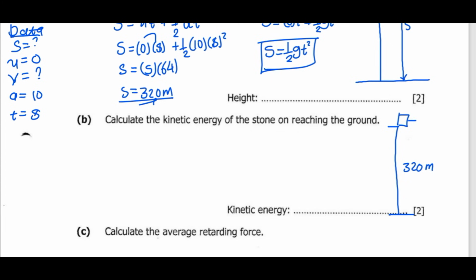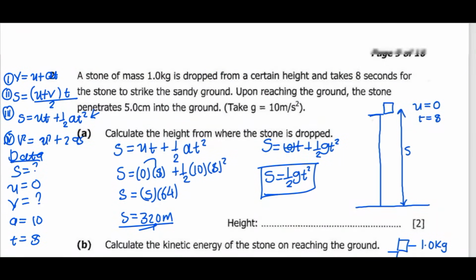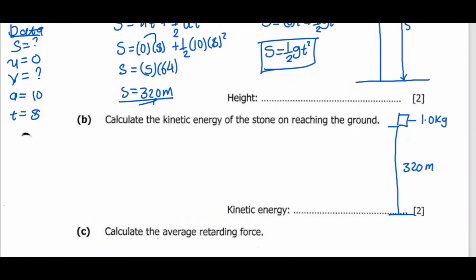We are given from the data that the mass was 1.0 kg. Let's check. Yes, we have this number. So the mass was 1.0 kg. So let's find the potential energy at that point. So potential energy is equal to mgh. The mass is 1, gravity is 10, height is 320. So if you multiply these numbers, you get 3,200 joules. So the potential energy at this point is 3,200.